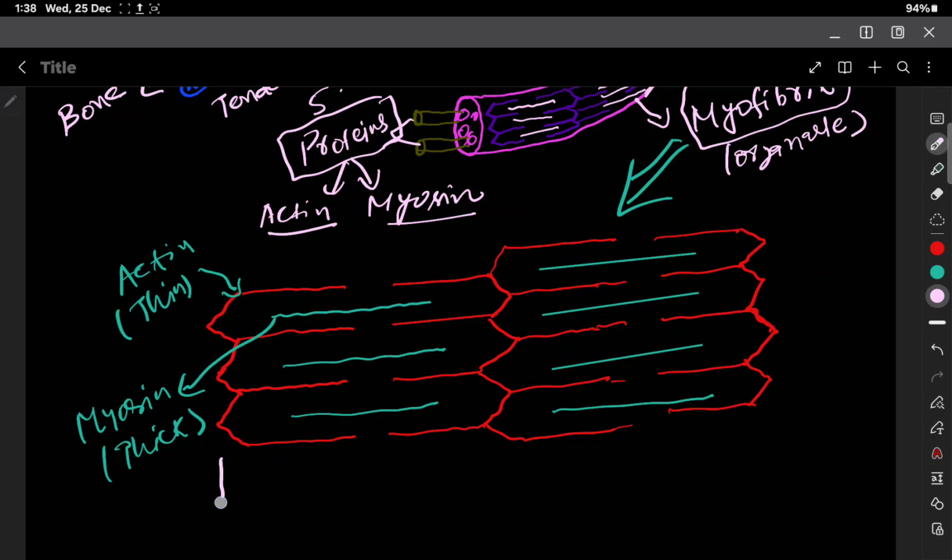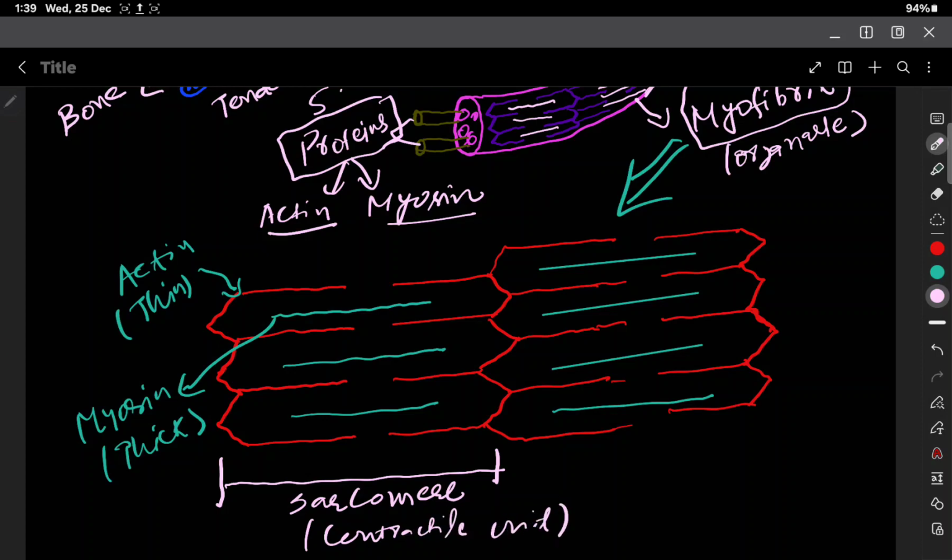So if I go from this part to this part, this whole thing is called a sarcomere, which is the contractile unit. So this is the contractile unit of the muscle, called the sarcomere. This line here is called the Z line. This is the second Z line. So between two Z lines there is one sarcomere.